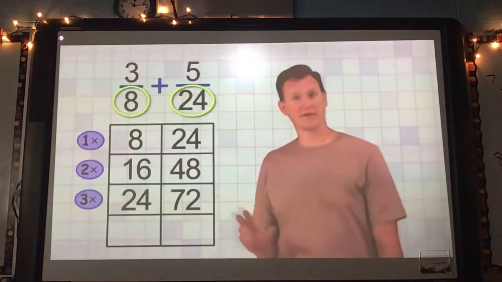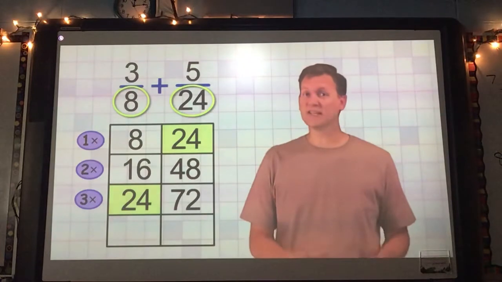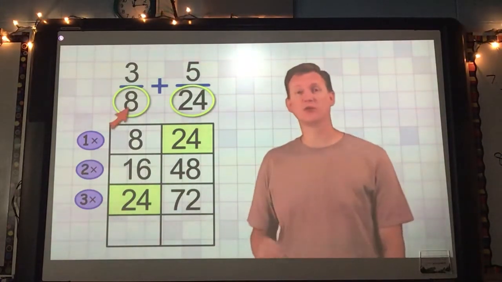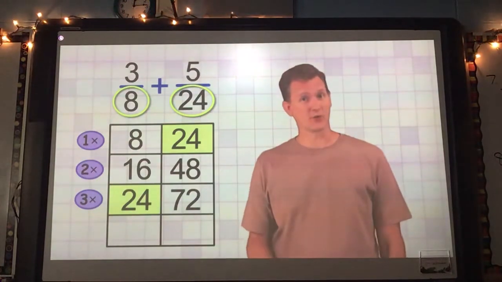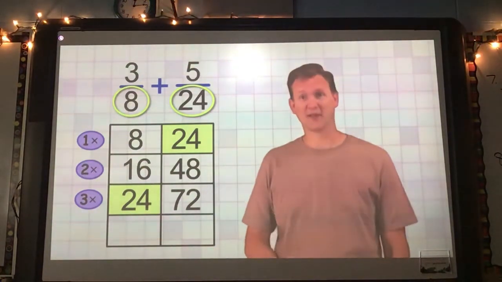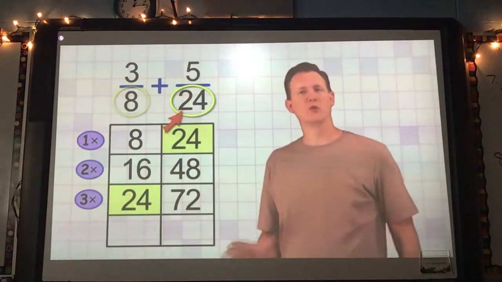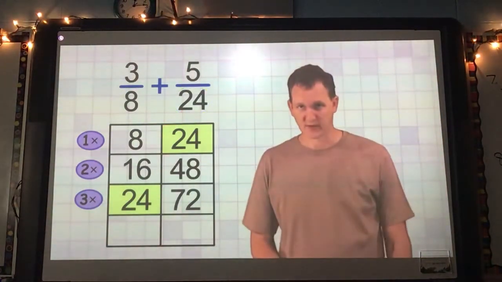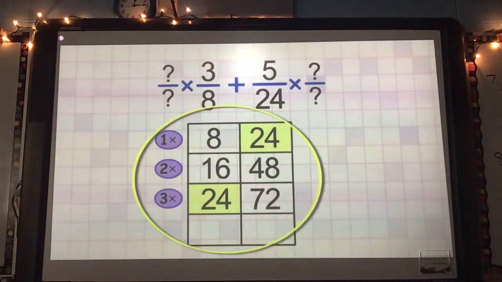But look, we have something in common now. We have a 24 in each column. We have found the least common multiple of the numbers 8 and 24, and it happens to be 24. That makes sense if you remember your multiplication tables, that 3 times 8 equals 24. So now we know we're going to use 24 as our common denominator. But what whole fractions do we need to get it? The answer lies in our multiples chart.